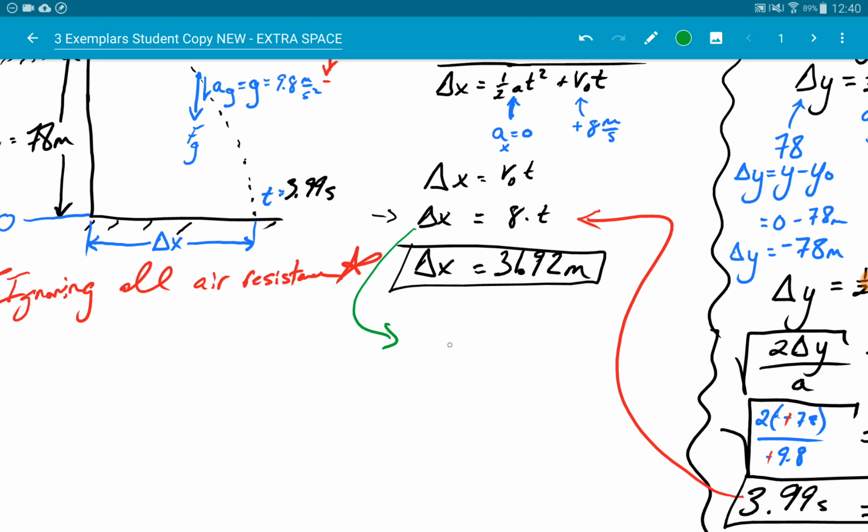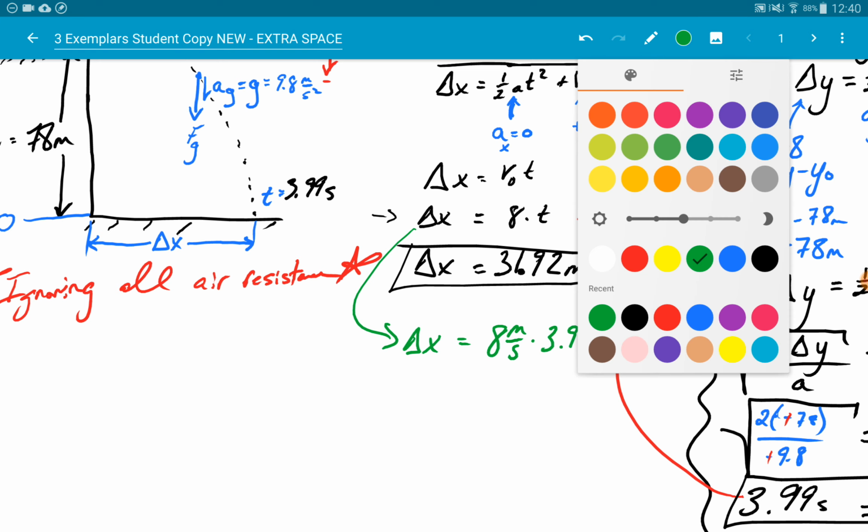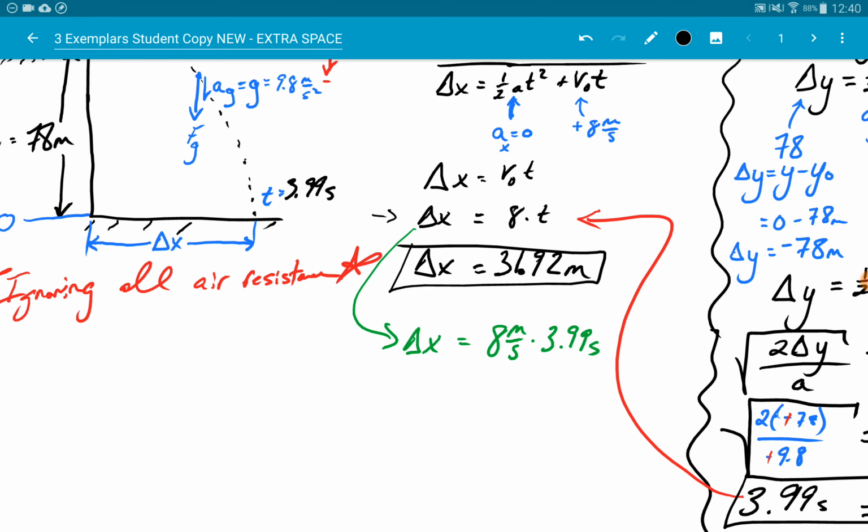So I'm going to recopy this line down here. Delta X is equal to 8. Let's put in the units for the 8. The 8 was meters per second, as we wrote up there. And now I'm going to multiply that by some time value, 3.99 seconds. What happens with the units? Well, units follow the exact same rules as numbers or variables do.